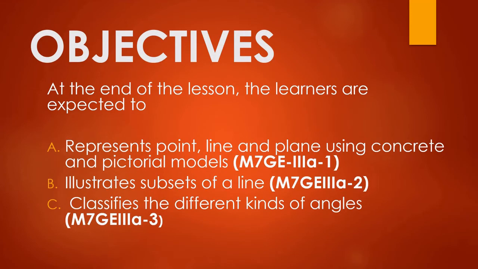And these are the objectives for today's lesson. At the end of the lesson, the learners are expected to: A. Represent point, line, and plane using concrete and pictorial models. Letter B. Illustrate subsets of a line. Letter C. Classify the different kinds of angles.